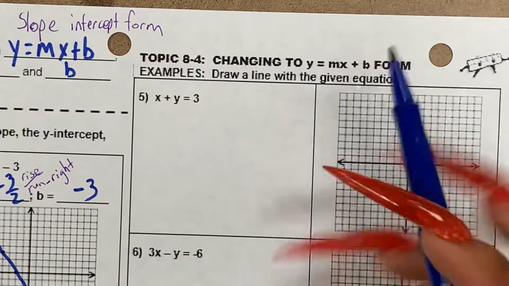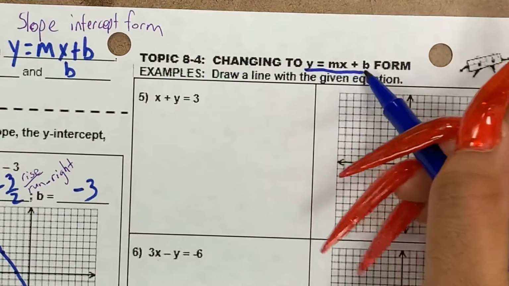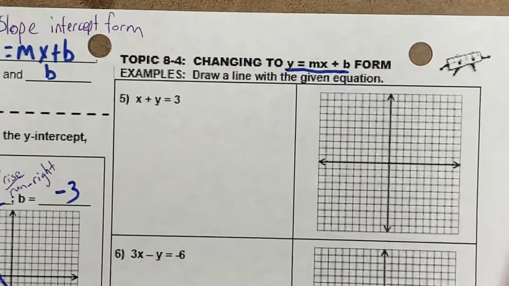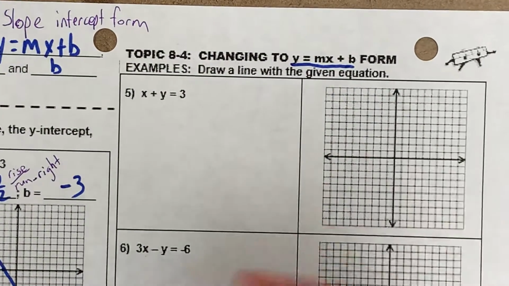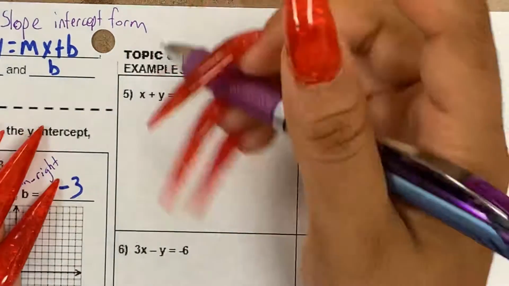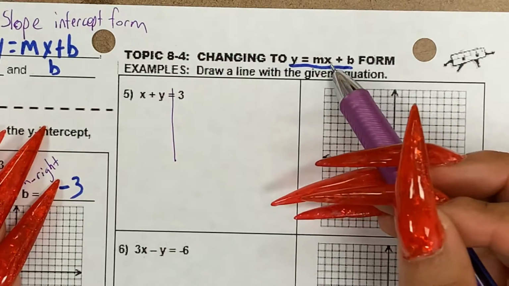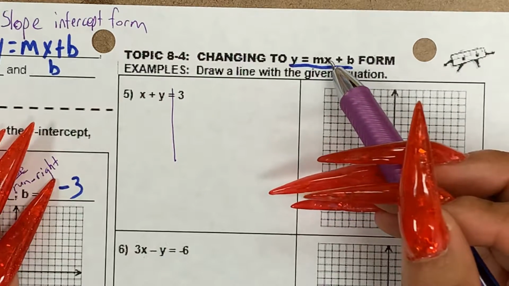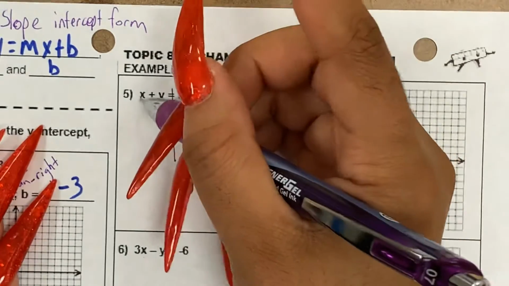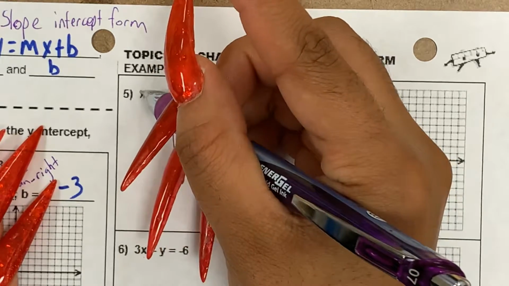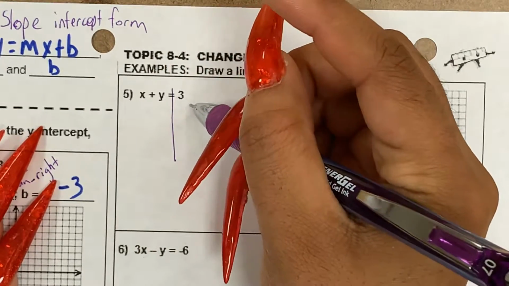These are not in the form y equals mx plus b. They're not in slope-intercept form. So we have to change them to slope-intercept form. So notice how the x term is on the right side of the equation. So that's what I have to do first. I have to move this x term on the right side of the equation.